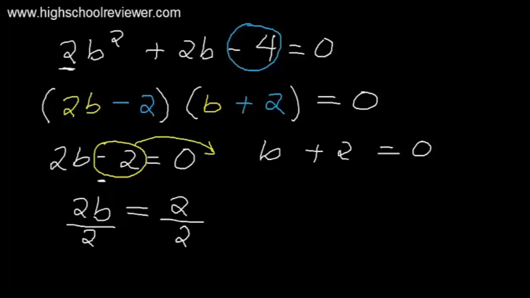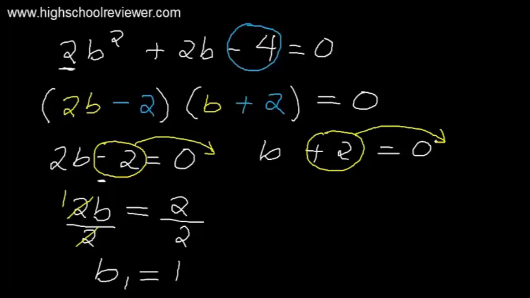Now, 2 divided by 2 will be cancelled out since this is equal to 1. And then 1 multiplied by b will give us positive b. 2 divided by 2 is positive 1. So this will be our b sub 1. Now, to find b sub 2, we need to transpose positive 2 to the other side. So transpose that to the other side.